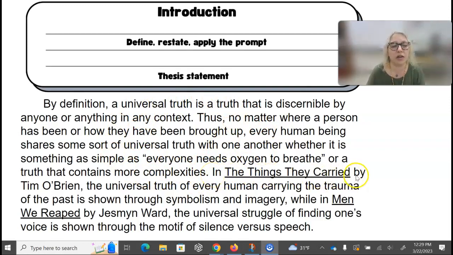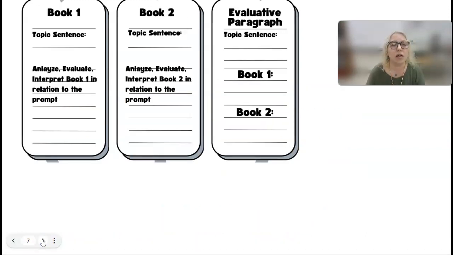In The Things They Carried by Tim O'Brien, the universal truth of every human carrying the trauma of the past is shown through symbolism and imagery, while in Men We Reaped by Jesmyn Ward, the universal struggle of finding one's voice is shown through the motif of silence versus speech. So that works great. And now we have our middle paragraphs.